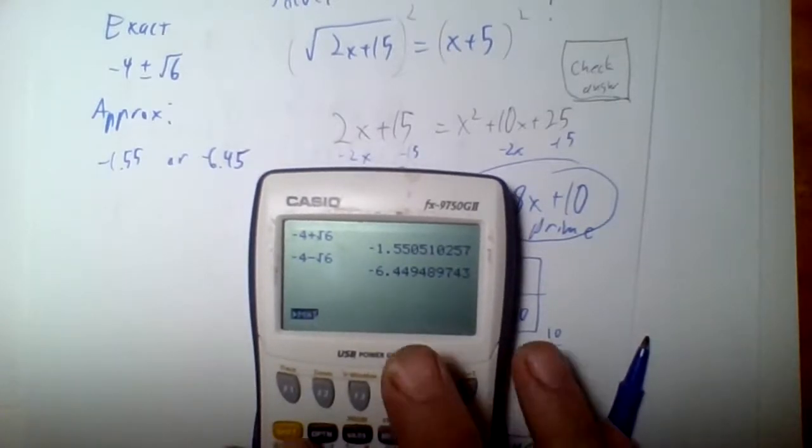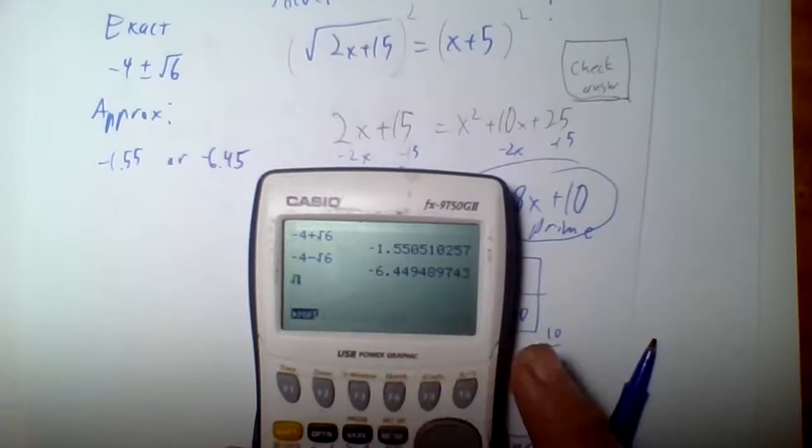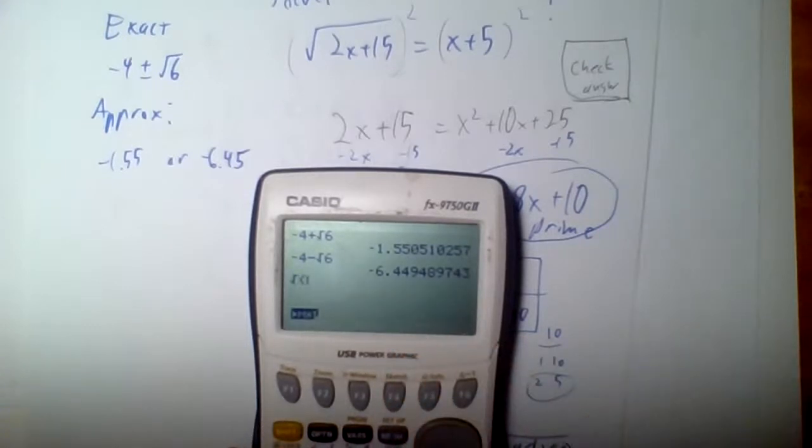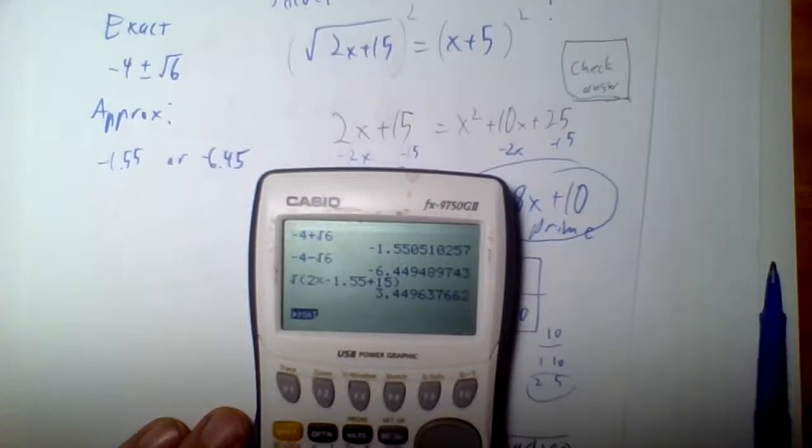Square root of 2x plus 15. I'm going to do each side of the equation and see what I get. And this is the square root of 2 times x plus 15. Need some grouping symbols in there to make sure I take the square root of that whole thing. That side came out to 3.445.